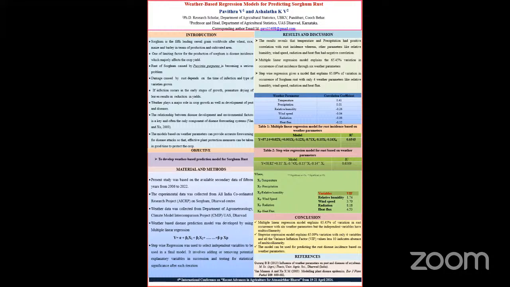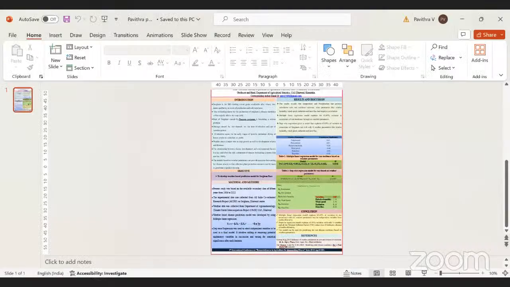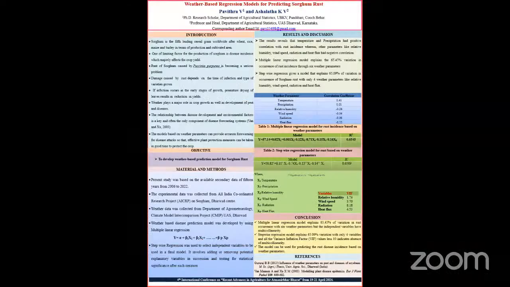Stepwise regression gives a model that explains 65.09% of the variation in occurrence of sorghum rust with only 4 weather parameters: relative humidity, wind speed, radiation, and heat flux. And all the VIF values, that is the variance inflation factor values, for the stepwise regression model are less than 10. So we can use the stepwise regression model for predicting the sorghum rust in the Dharwad region.